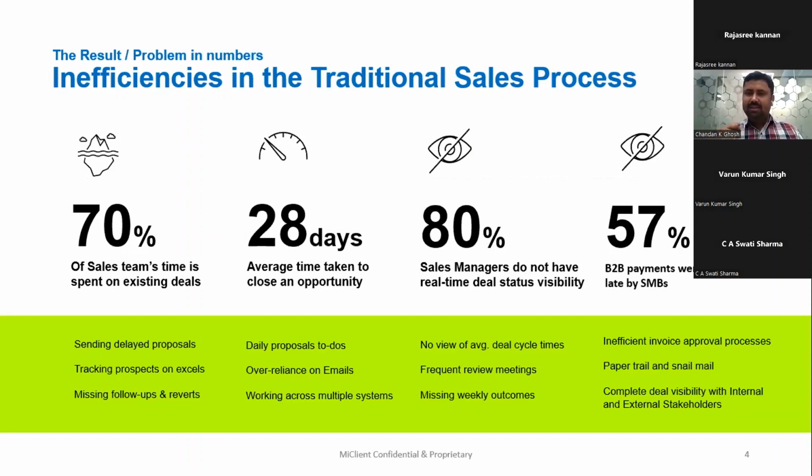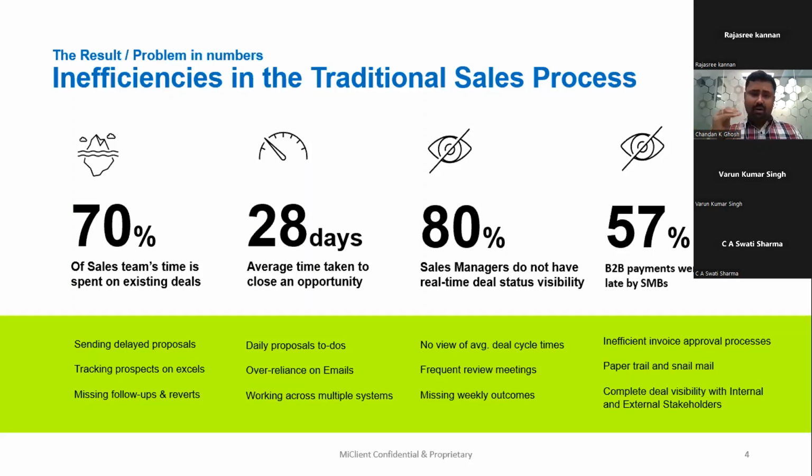These were some very surprising numbers. 70% of sales teams are spending their time on existing deals. It should be the other way around. It should be 30% of the time they are spending on new deals. Average time to close an opportunity differs industry to industry, size of the ticket, all that, but a general B2B sales life cycle is taking this long.